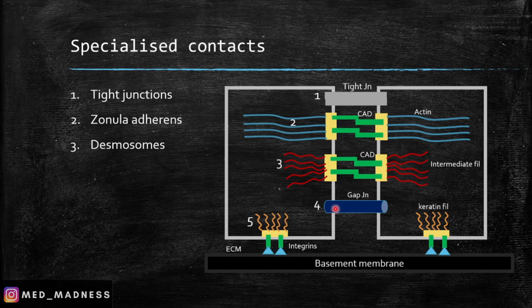What is number 4? Gap junctions. This gap junction provides a pathway for small molecules and ions between the cells. For example, in the cardiac muscle cells, the gap junctions play a very important role in taking the action potential from one cell to the other cell. So this is gap junctions. And number 5, look at the integrins here instead of cadherins. So integrins are connected with an intermediate protein, and the intermediate protein is connected with keratin filaments. This is called hemidesmosomes. And these hemidesmosomes connect the base of a cell to the basement membrane.